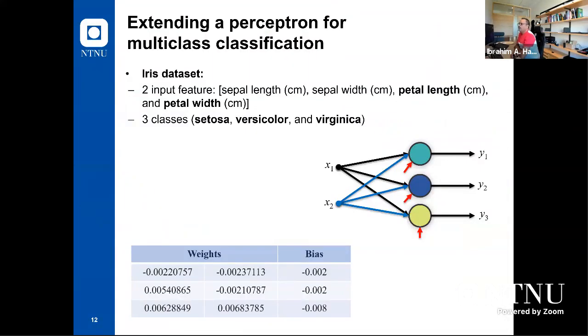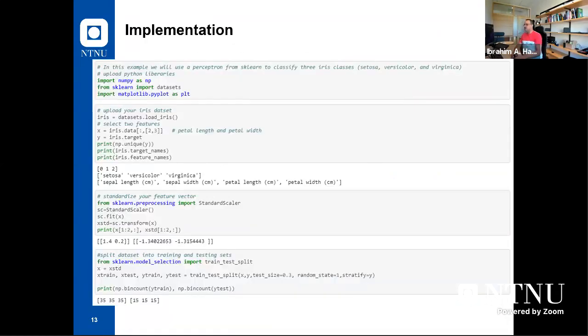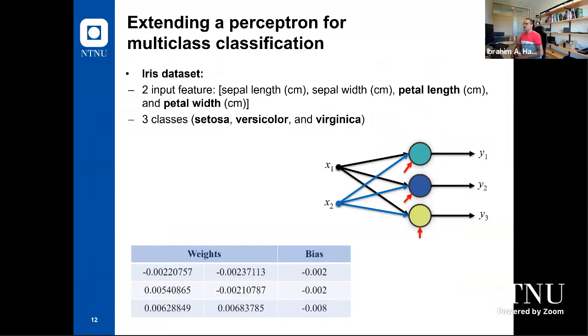So now we will extend this perceptron for multi-class classification. It's just a perceptron, so we will make it simple. We have two input features, sepal length and sepal width. You can just select petal length and petal width. So I'm selecting petal length and petal width. We have three classes: Setosa, Versicolor, and Virginica. So now we need to build this model for the three classes.